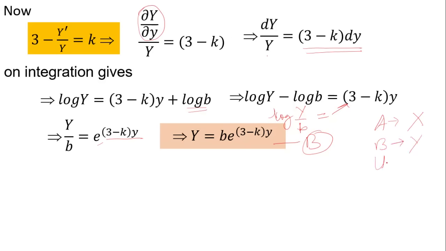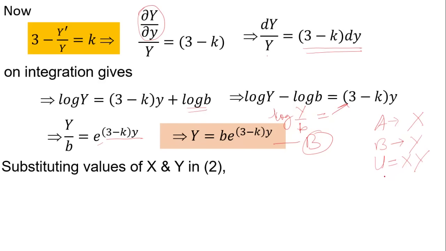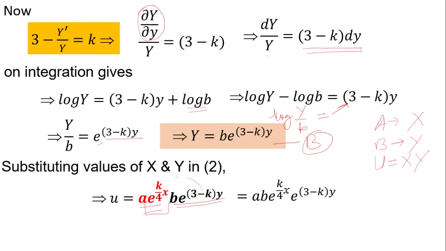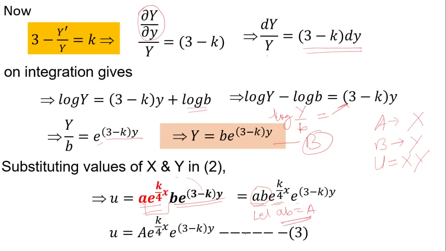ओके, सो सॉल्यूशन equation 2 क्या था हमारा, u equal to x into y. तो देखो substituting values in equation 2, सो दैट इज ये हो गया capital X, ये हो गया capital Y. ओके, नाउ इसको थोड़ा ग्रुपिंग करेंगे अब, a into b is equal to इसको भी combine कर लेंगे. सो you will get this ab e to the power k by 4x e to the power 3 minus k y. सो you will get this ab is equal to let ab is equal to capital A. तो आपको ये सॉल्यूशन मिला equation 3.